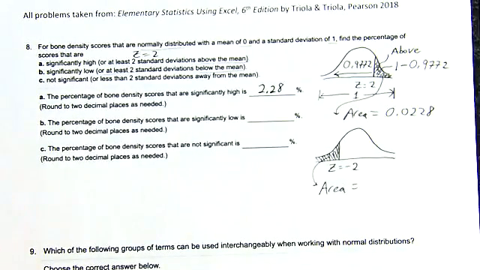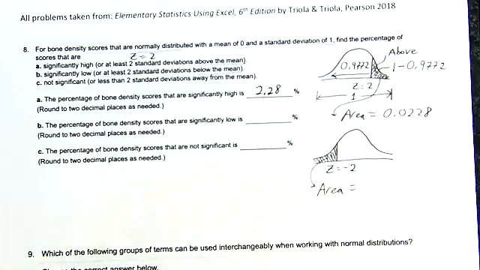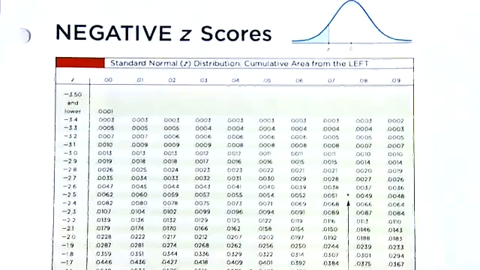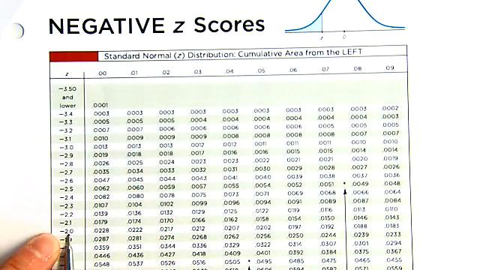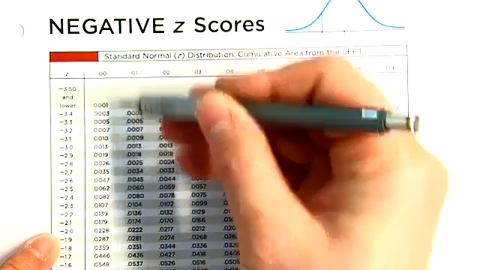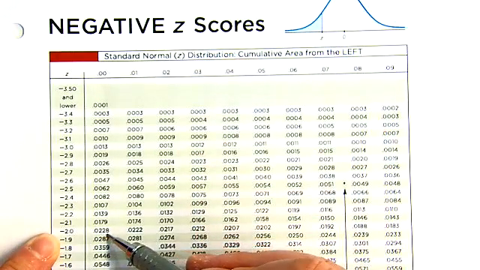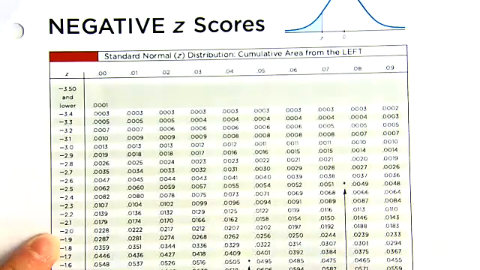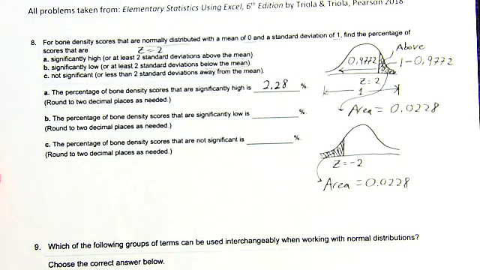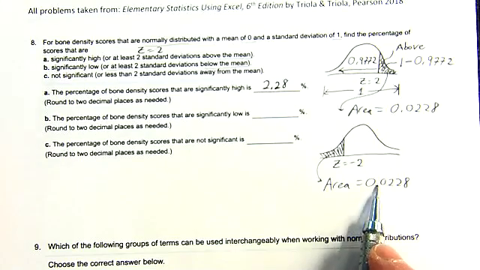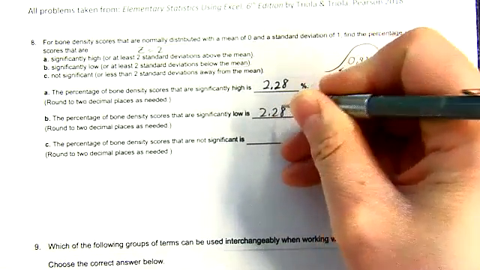So we go to a z-score of -2 now. We'll go down to -2.0, and then it's -2.00, so the first column, and the number is 0.0228. And to convert this to a percentage, jump the decimal 2 to the right, and it's 2.28%.